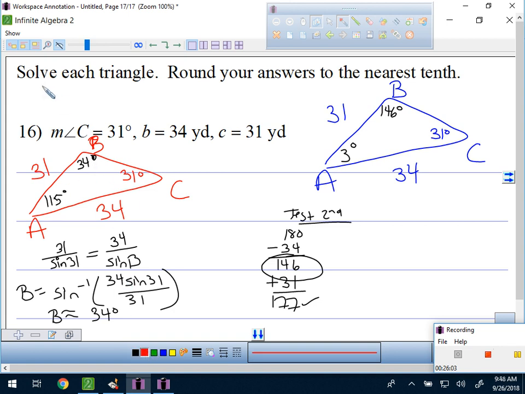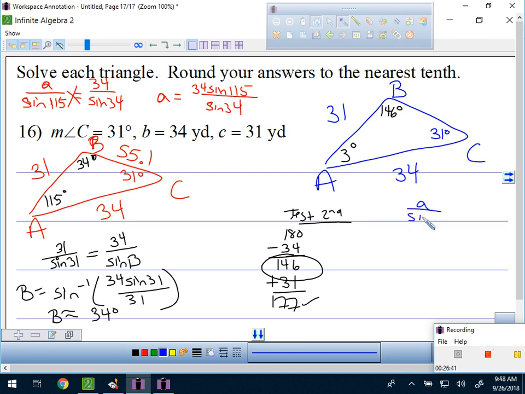So for this one, I would have A over sine of 115 equals 34 over sine of 34, cross multiply, so you're going to have A is equal to 34 sine of 115 over sine of 34. And so if I do that, 34 sine of 115 divided by sine of 34, you would get 55.1 for that one. And then over here in blue, you would do A over sine of 3 equals 34 over sine of 146, and for A you'd have 34 sine of 3 over sine of 146, and so 34 sine of 3 divided by sine of 146, you should get 3.2, and that would be this right there.